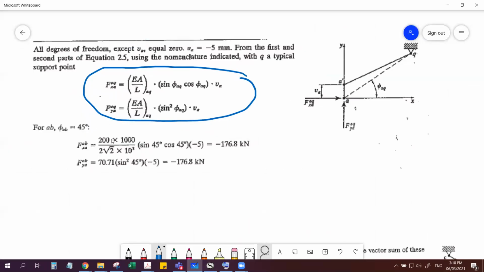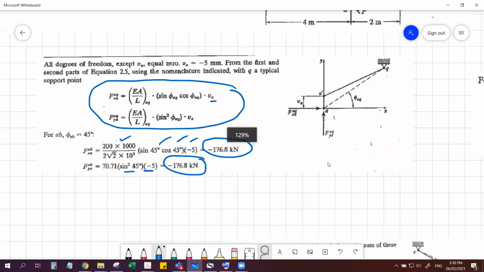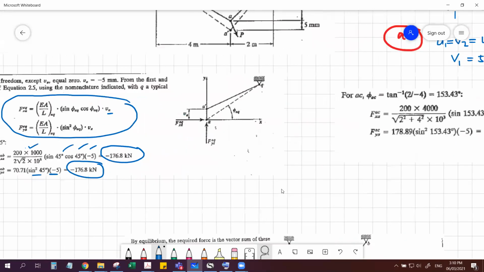Now substitute. Phi for AB is simply 45 degrees. So sine 45, cosine 45, and given VA is negative 5 mm, and AE over L is given in the problem, so you will find 176.8 kilonewton. While for the FY component, AE over L sine square 45 degrees times the required negative 5 mm, negative 176.8. So we've already computed Fx and Fy for AB.